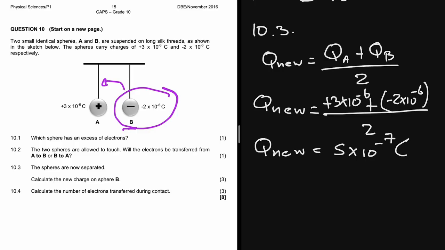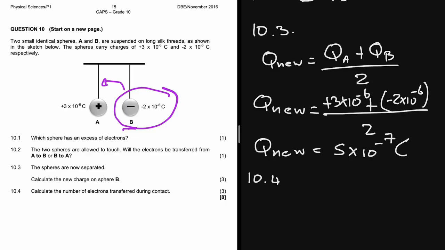So when we move on to the next question, which is 10.4, they say calculate the number of electrons transferred during the contact. Now remember, to calculate the number of electrons that were transferred, we first need to calculate the number of charges that were transferred. We're going to have the same number of charges that were transferred in charge A and charge B. It's just that the charges were transferred from A, or maybe from B, and then the other one accepted those charges.